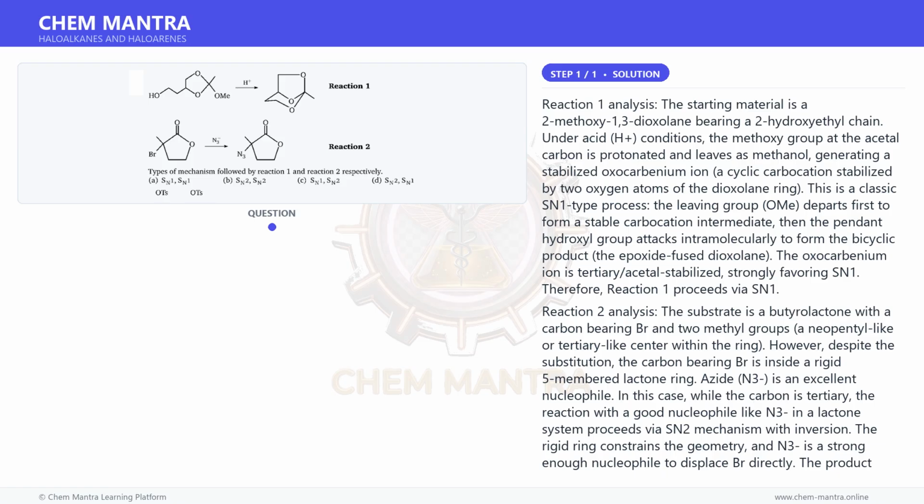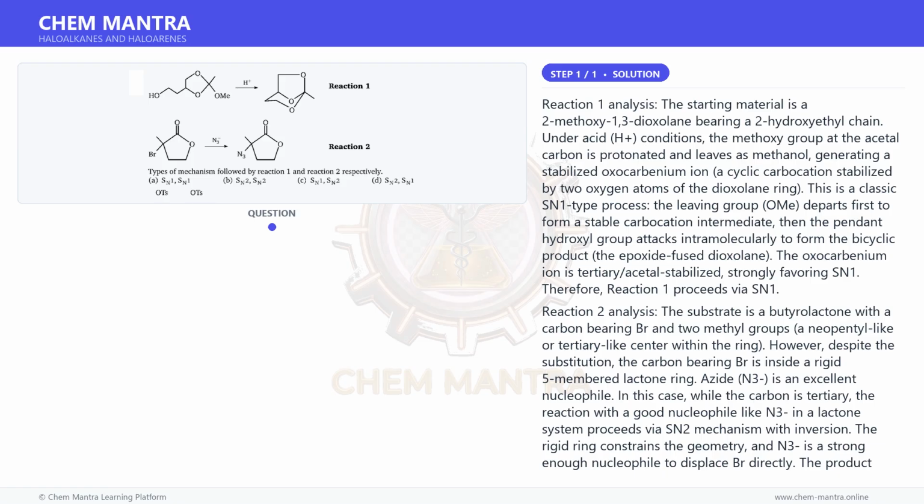Reaction 2 analysis. The substrate is a butyrolactone with a carbon bearing Br and 2 methyl groups, a neopentyl-like or tertiary-like center within the ring. However, despite the substitution, the carbon bearing Br is inside a rigid 5-membered lactone ring. Azide, N3, is an excellent nucleophile.